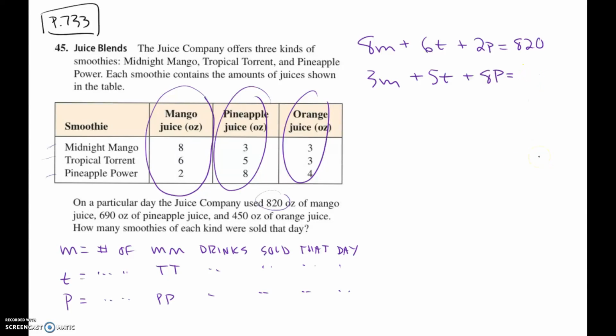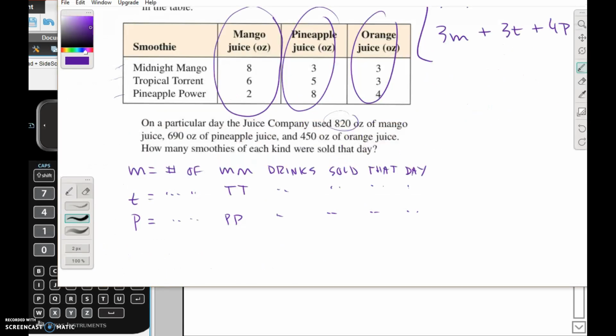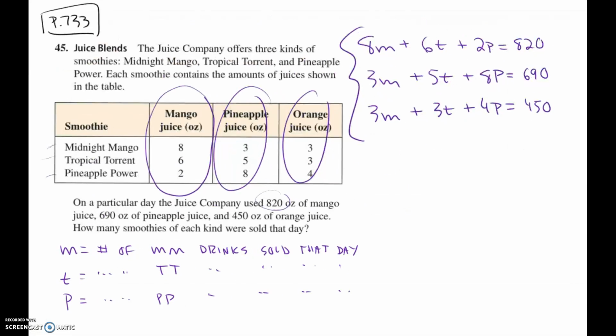And I'm not going to say anything on this one. I'm just going to write the equation down so I don't screw up the words. That would be 3M plus 3T plus 4P equals the 450 ounces of orange juice. So this is a system I need to solve. In theory, I could solve this by hand. Well, no, I can solve this by hand in reality. It's just I don't want to.